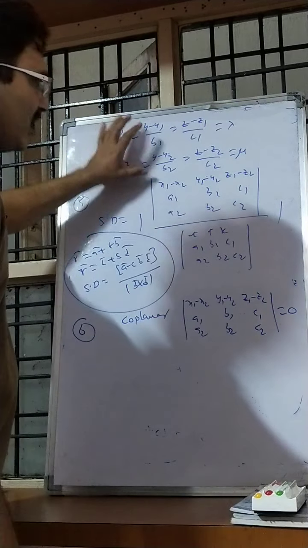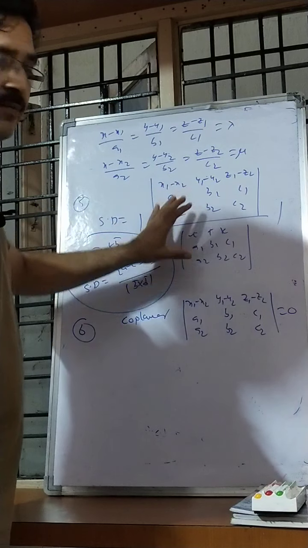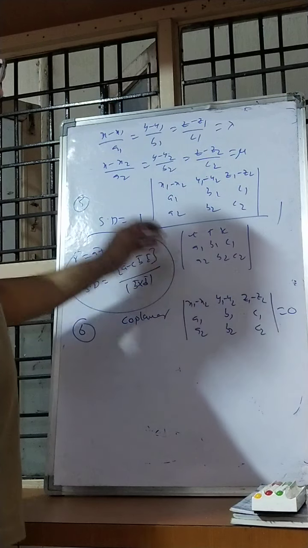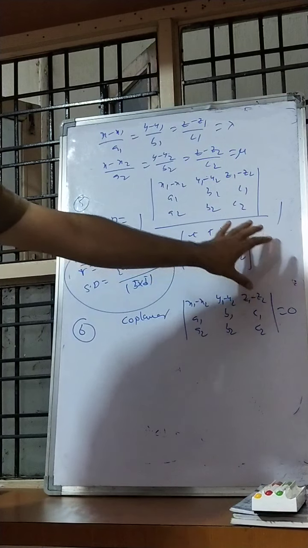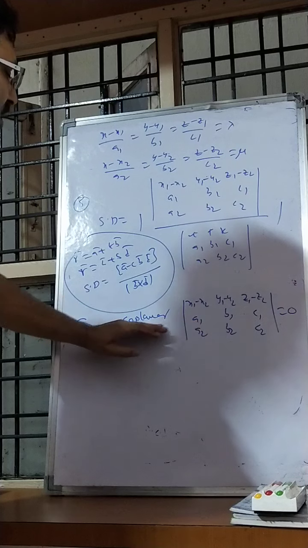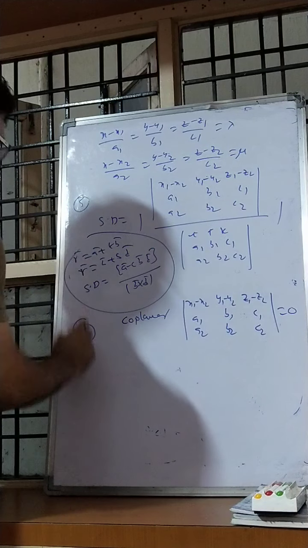If they say coplanar, at that time they are not skew lines. They are just lines here. That's why, whenever they use the words shortest distance, you find it like this, and when they say coplanar, you use this condition. Now the sixth point is over.